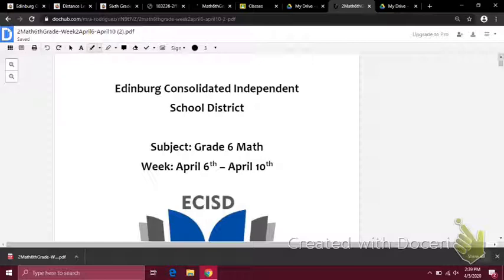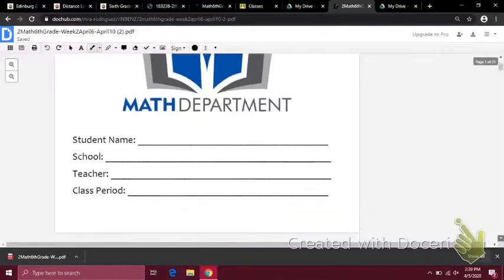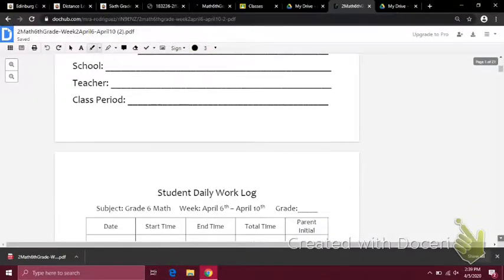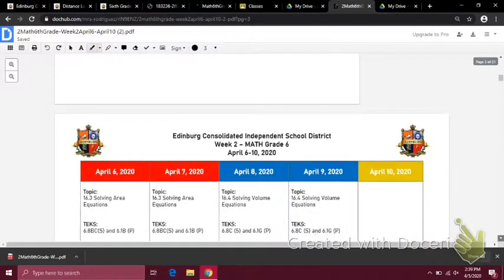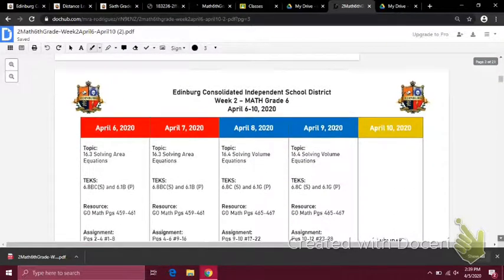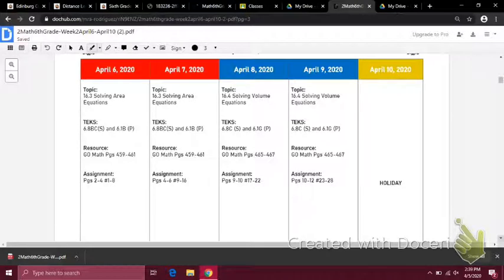Okay, so if you have your packet with you, I'm going to kind of show you. Hopefully you have the one that says April 6th through April 10th in front of you. Okay, I'm going to go down to page 3. Here on page 3, it gives you some guidance as to what you can be doing every day this coming week, Monday, Tuesday, Wednesday, Thursday. If you notice, Friday is a holiday, so hopefully you'll have your assignments done by then. There would technically be no school that day.